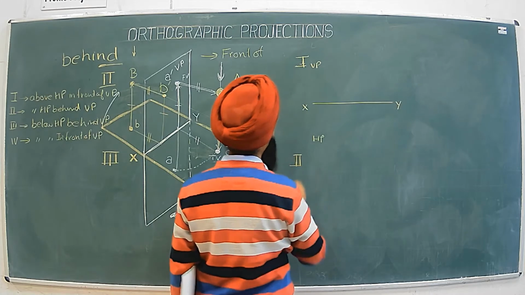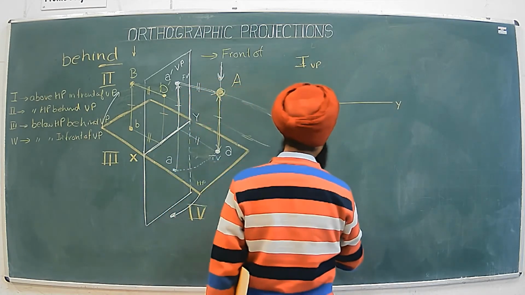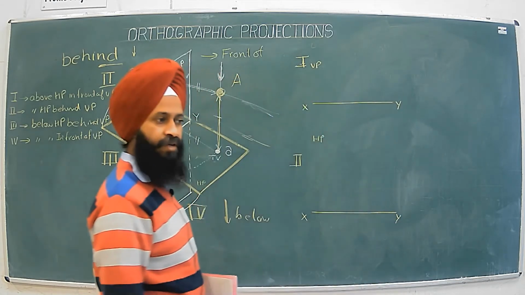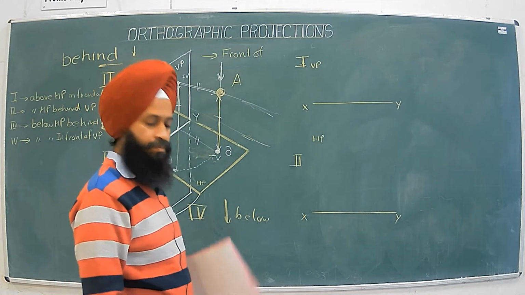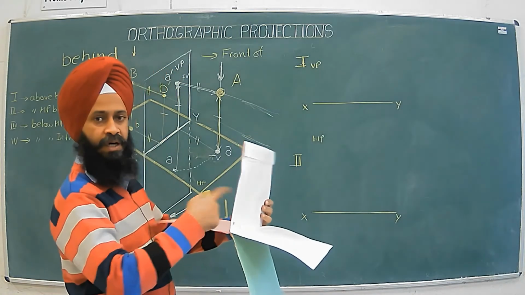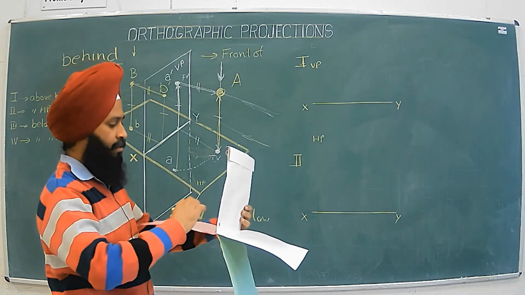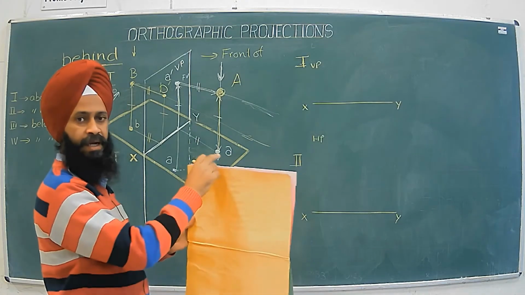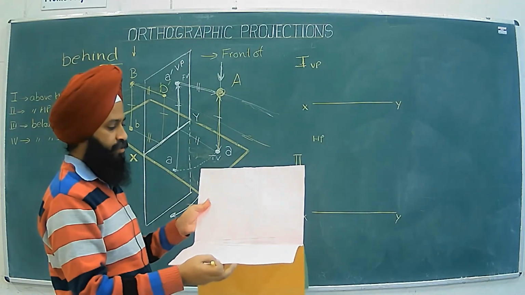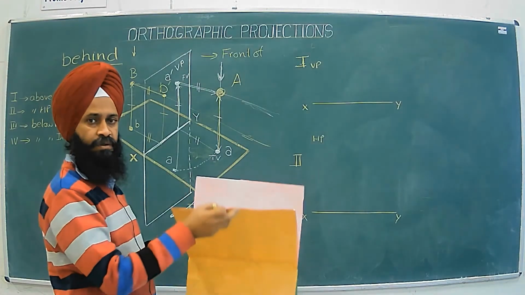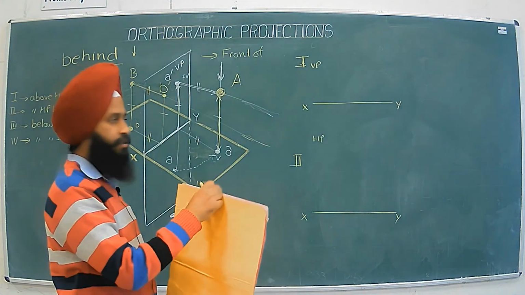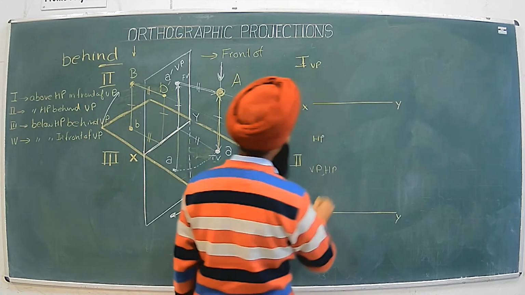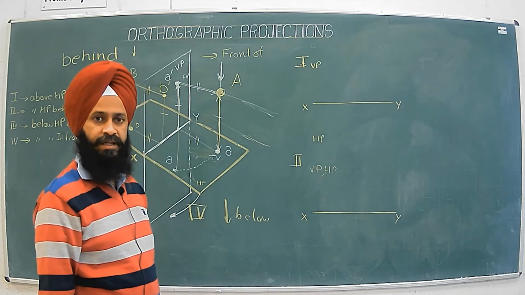For second angle projection or second quadrant, we have the xy line, and we know that these two planes are second angle and they overlap each other. So we get only the xy line, and these two planes have closed this quadrant. So both planes lie above the xy line for second angle projection.